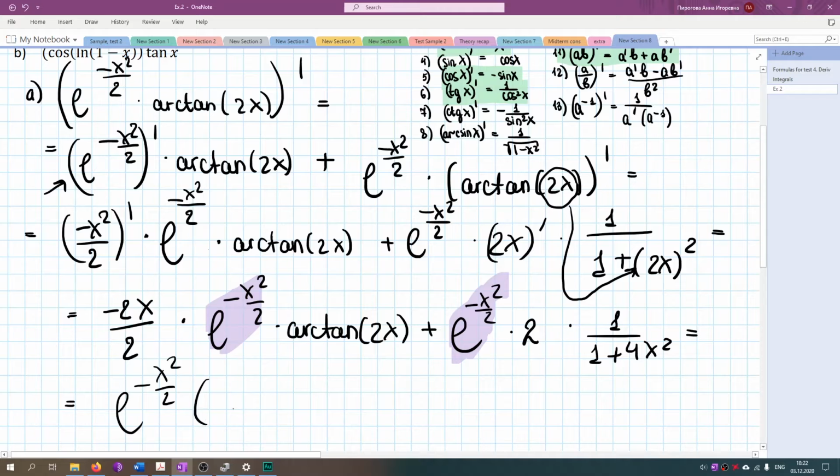So in this case, we will have 2 divided by 1 plus 4x squared, minus x, because we divided 2 by 2 and got 1, and multiplied by arctangent of 2x.